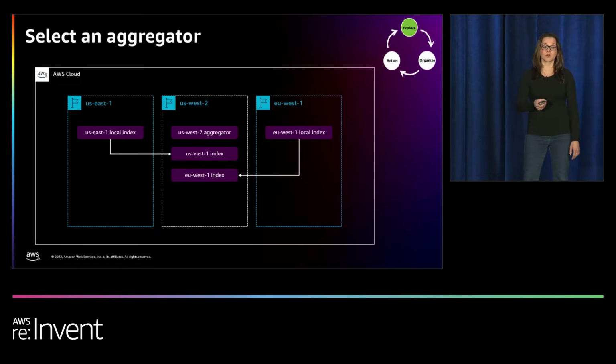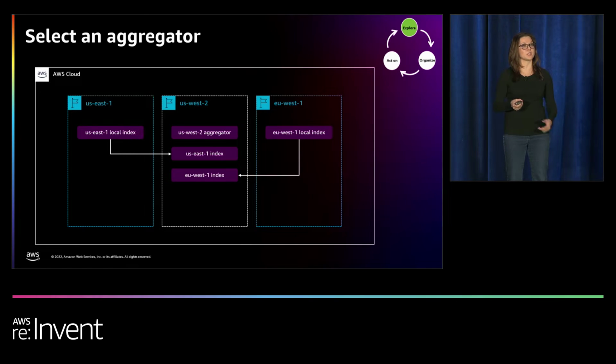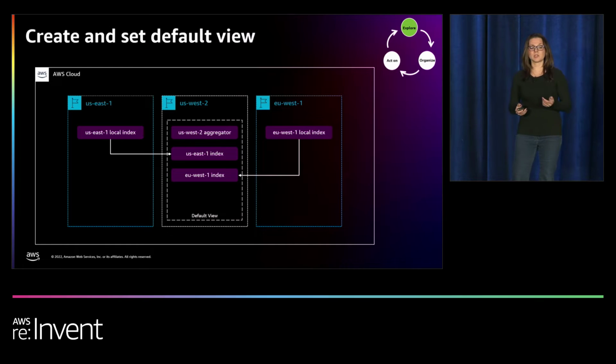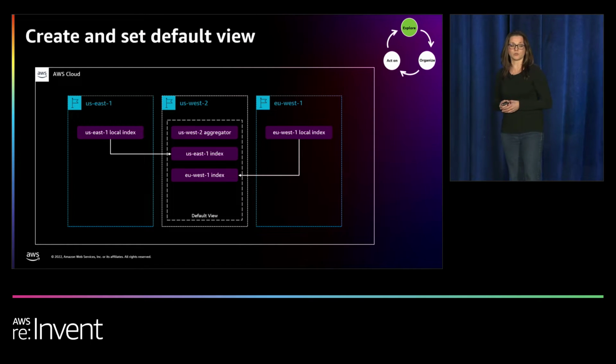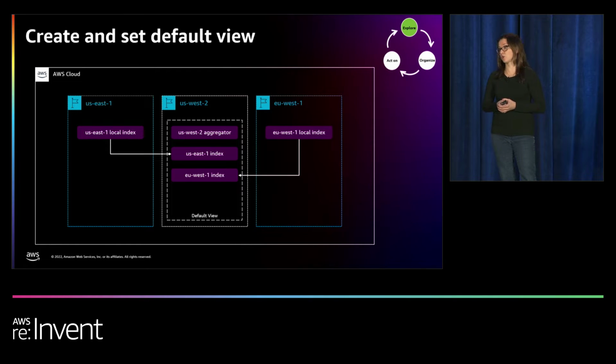Then you would select an aggregator index. So the aggregator index stores and maintains a local copy of other indexes. And that's what enables the cross-region search. And then an administrator would create and set a default view. And that's what your end users will be searching against. For example, in this case, we set up a view where any principal within the account can search for resources within that account across regions. But you can also select other views as well.